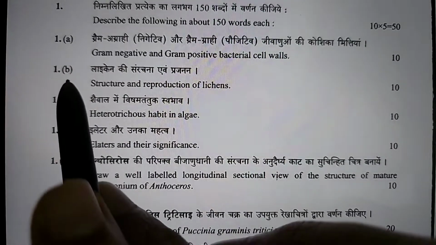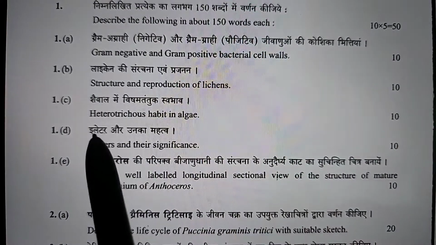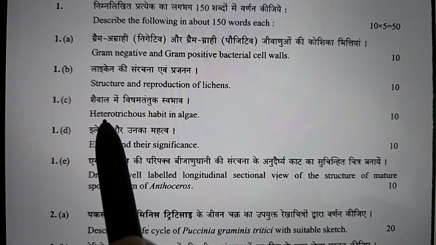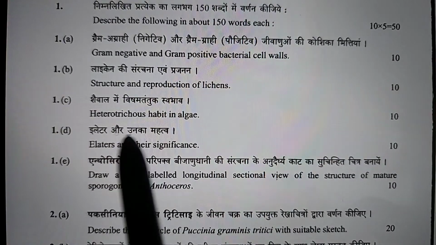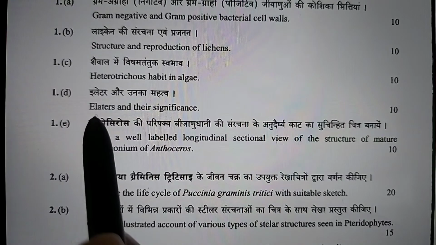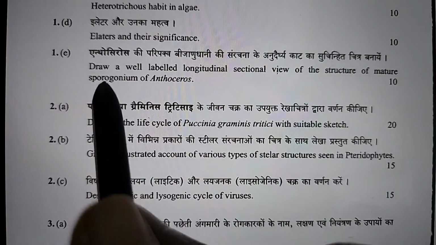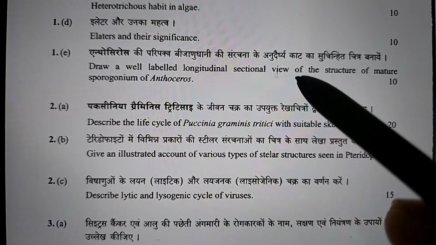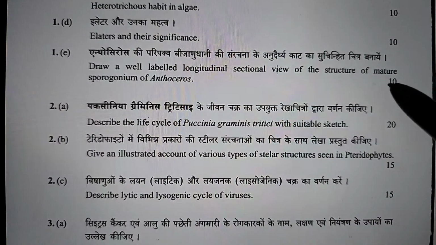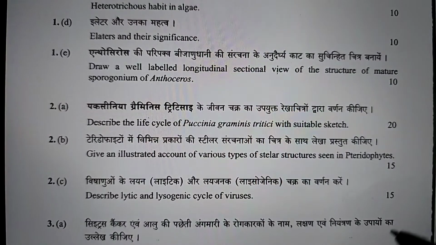The second one, B, is structure and reproduction of lichens. C is heterotrophous habit of lichen. The fourth one is elaters and their significance, and the fifth one is: draw a well labeled longitudinal section view of the structure of the mature sporangium of Anthoceros. Okay, so question number 1 is done.